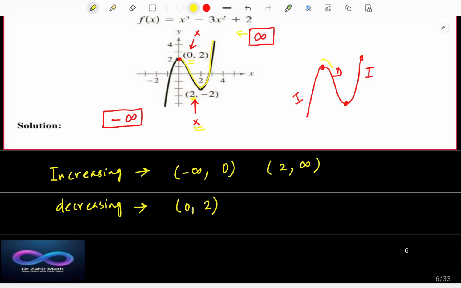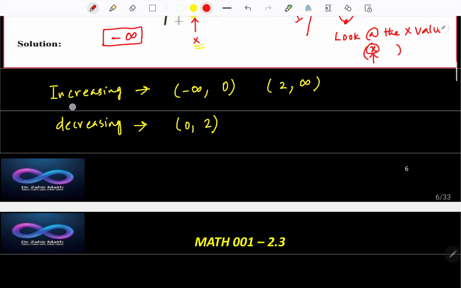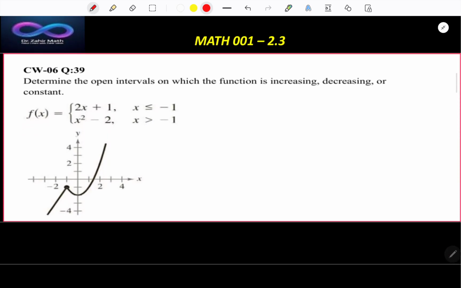So look at the x value. Always you look at the x value. What do you mean by x value, teacher? This value. You look at this x value. Right. Let's go to the next question.